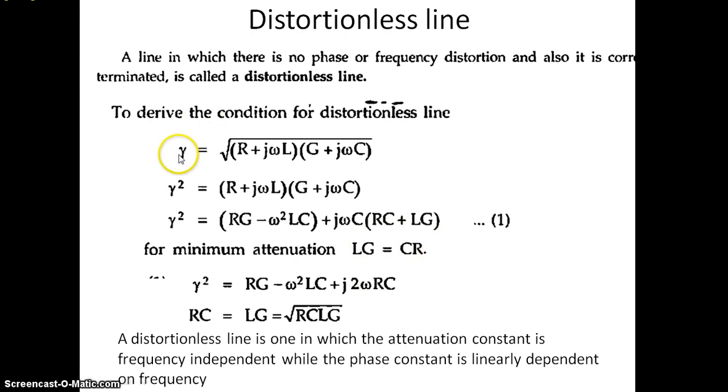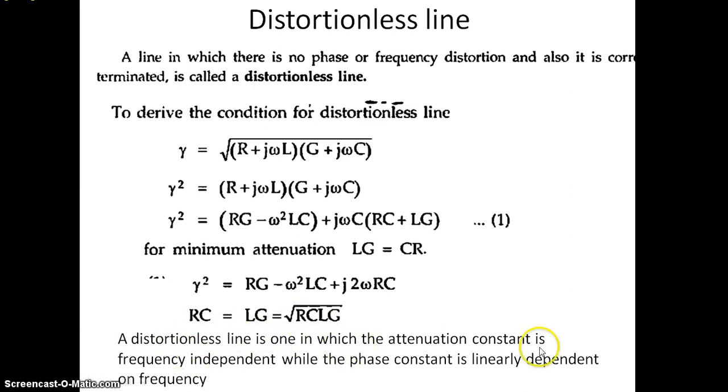Now the equation for the propagation constant is gamma equals root of (r plus j omega L)(g plus j omega C). Taking the square, gamma square equals this. Grouping the real terms and the imaginary terms, we have gamma square equals rg minus omega square LC plus j omega (rC plus Lg). Now for minimum attenuation, we have the condition Lg equal to Cr. Substituting this, rC plus Lg can be replaced with 2 rC, so 2 j omega rC. We can also replace rC, equal to Lg, with root of rC Lg.